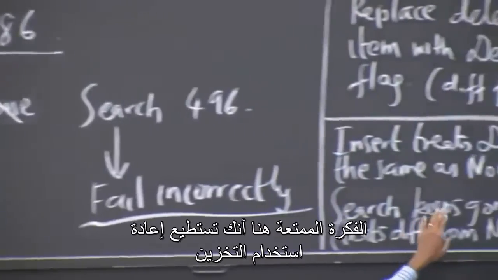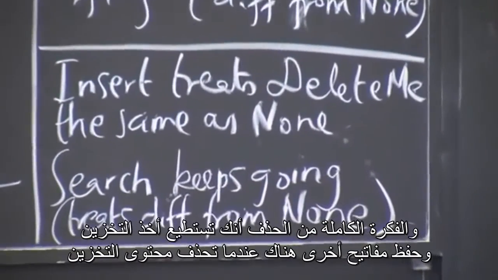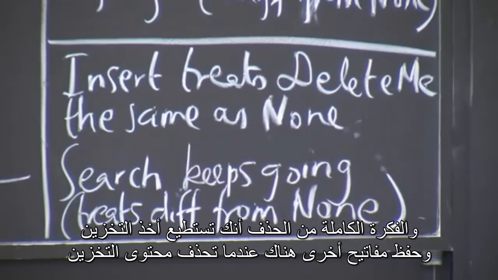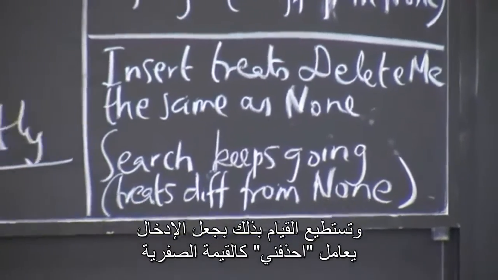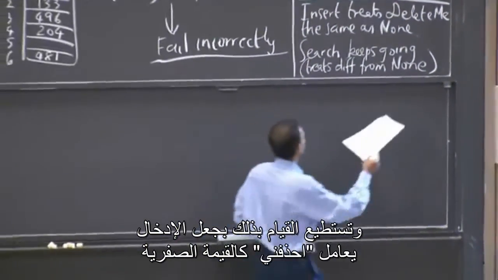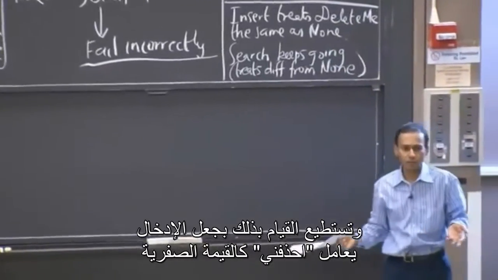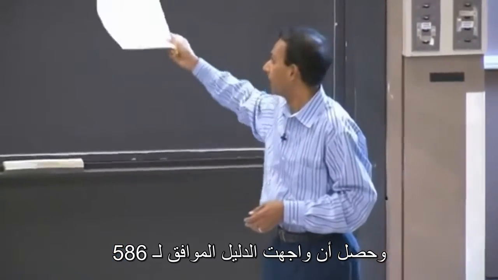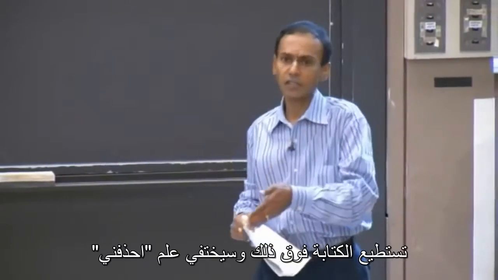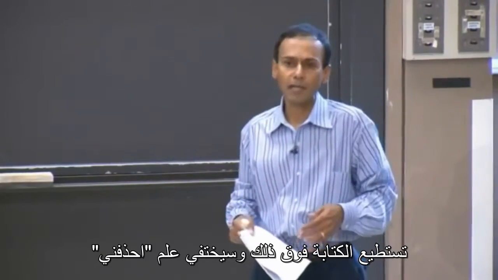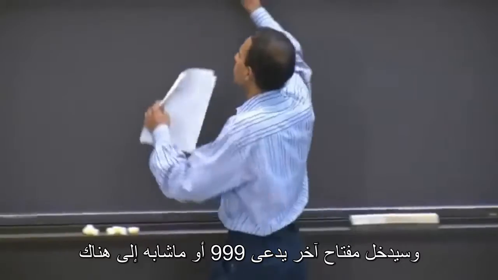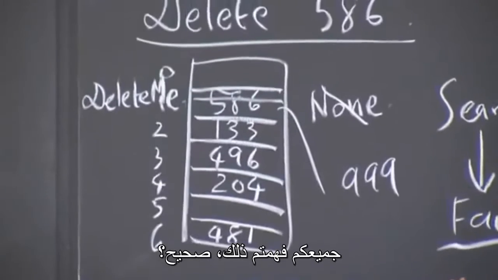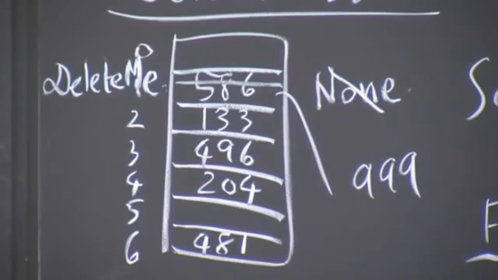The interesting thing here is that you can reuse storage. The whole point of deleting is that you can take this storage and insert other keys in there once you've freed it up. And you can do that by making insert treat delete me the same as none. So the next time you want to insert, if you happen to index into the slot corresponding to 586, you can override that. The delete me flag goes away, and some other key, call it 999 or something, gets in there. And you're all set with that. Okay? Any questions? This all makes sense?